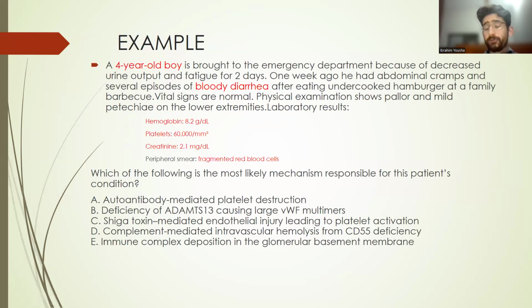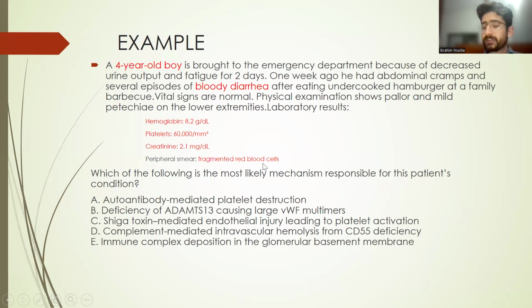So let's dive into an example of hemolytic uremic syndrome. We have a 4-year-old boy who has had bloody diarrhea for the past 1 week after eating an uncooked hamburger at a family barbecue. Physical examination shows pallor and mild petechiae. Hemoglobin is 8.2, platelets 60,000, creatinine 2.1, and the peripheral smear has fragmented red blood cells.